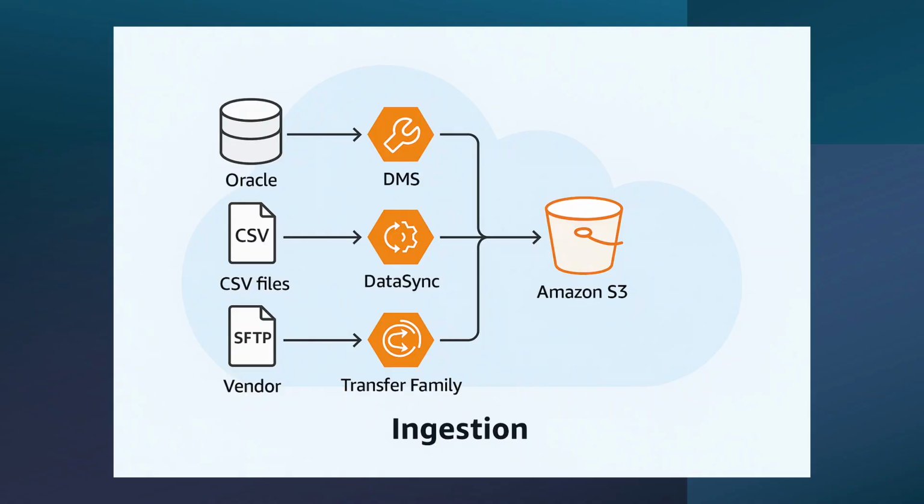Finally, we configure the DMS task in full load plus change data capture, or CDC, mode. That means DMS copies existing tables once, then streams every new insert and update continuously. We define table mappings, enable CloudWatch logging, and start replication. Once the task is running, we watch replication latency in CloudWatch. When it says near zero, we know our CDC is healthy.